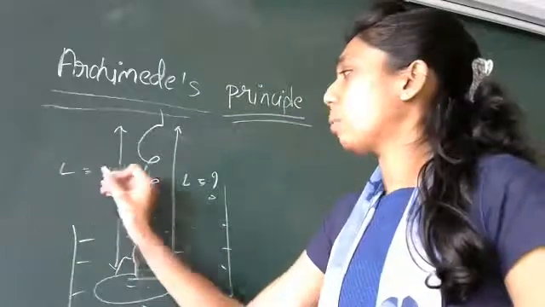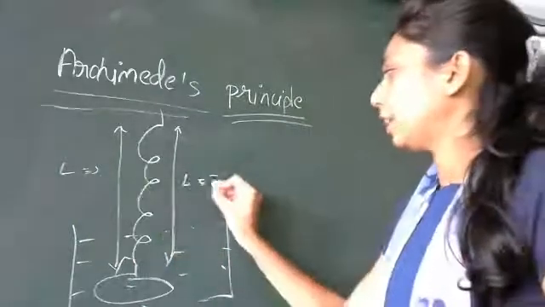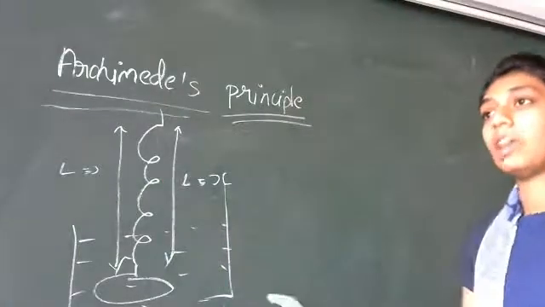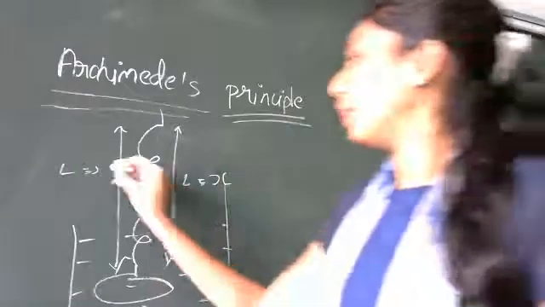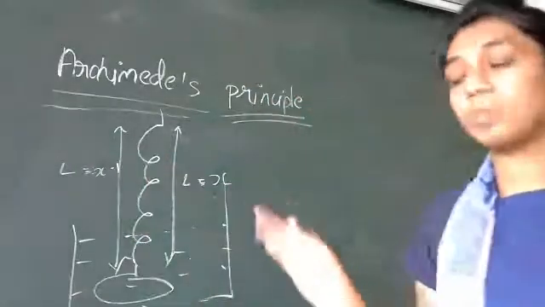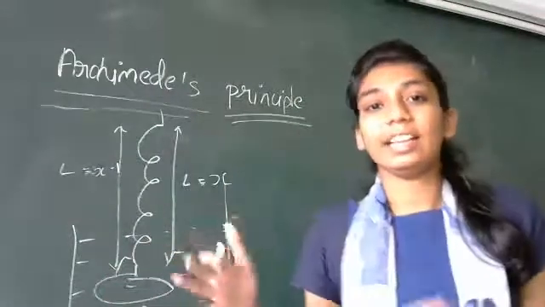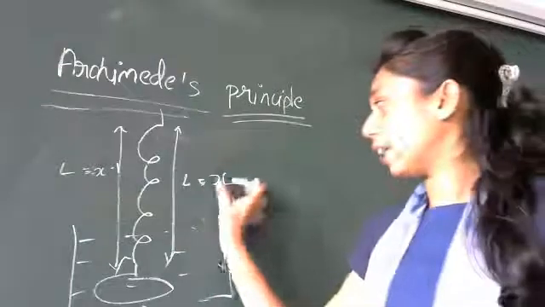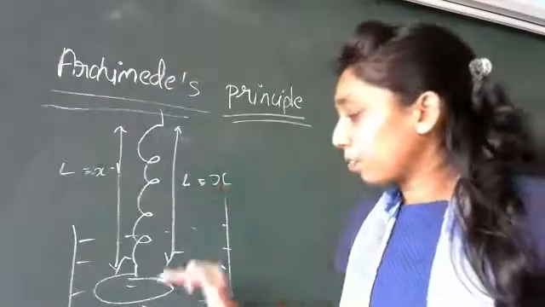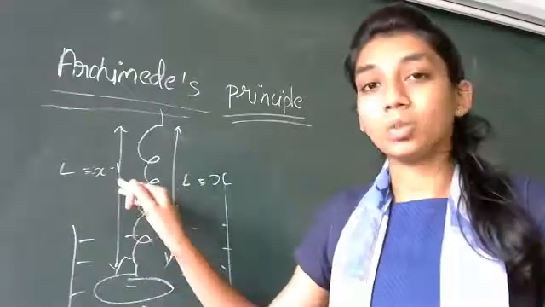Suppose the original length, without the water container, be x. Now when I place it in water, I get the length as x minus 1. This x and x minus 1 is just for your understanding, don't take it very seriously. I have taken the original length as x, and after putting it into the water, the length becomes x minus 1.